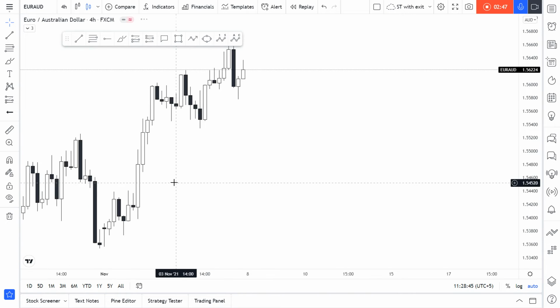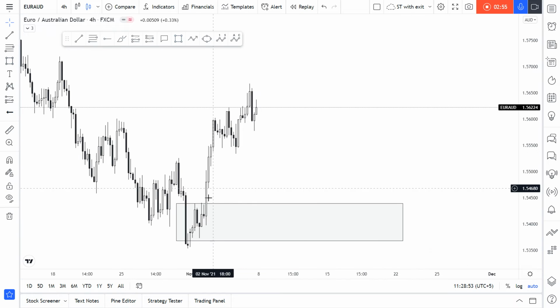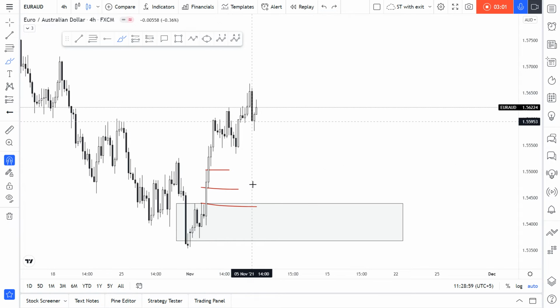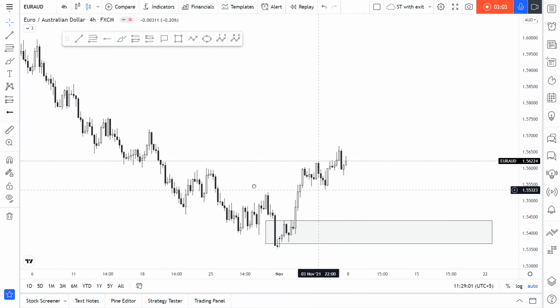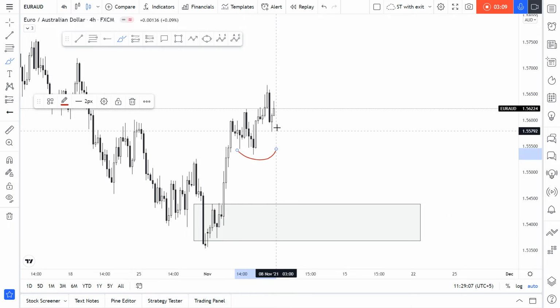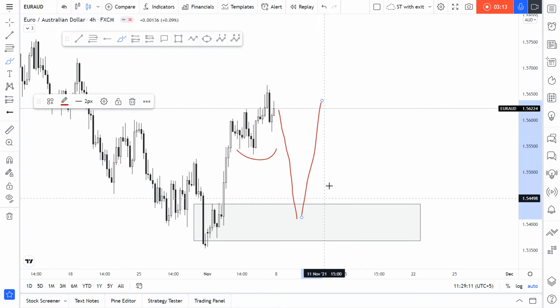here on the 4 hourly time frame, but we never tested this OB, and we got some imbalances here, a little imbalance. So they all should be filled. I guess next week we created some liquidity over here. Next week we're going to sweep it, touch into it, and then go up.